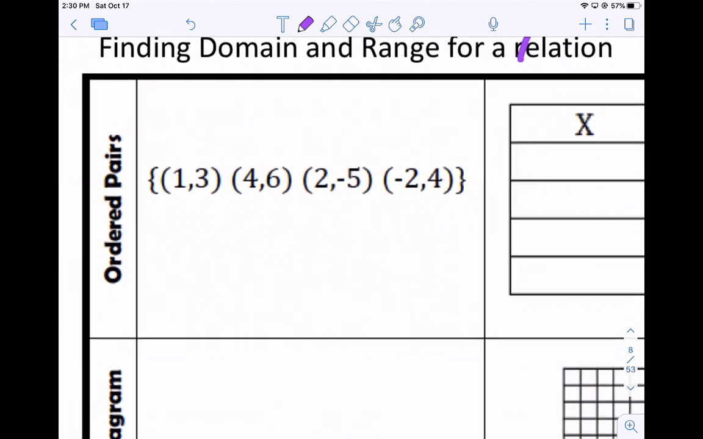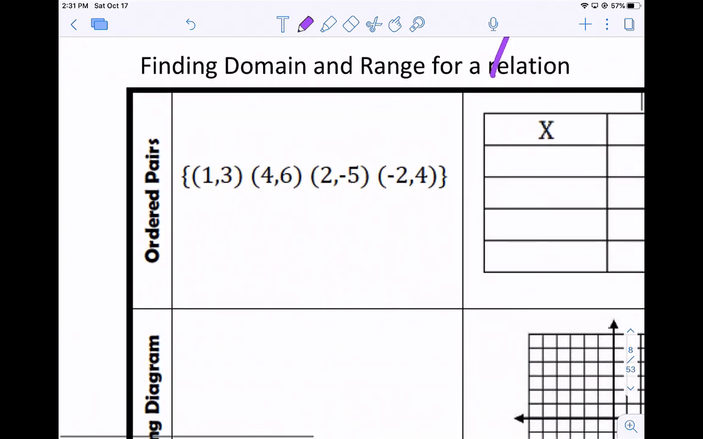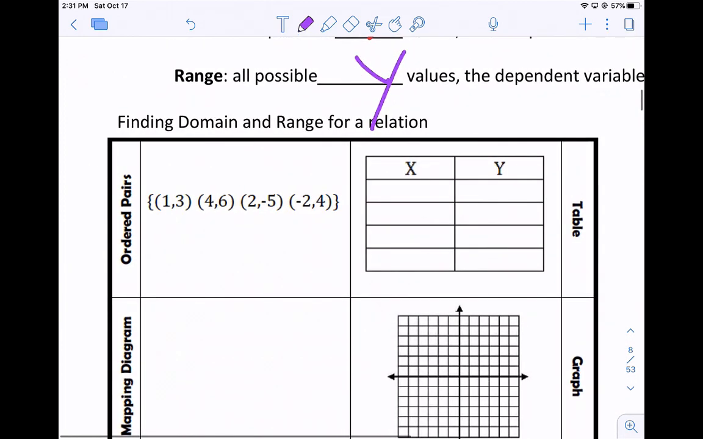So we have a set of ordered pairs here, so a bunch of coordinates. What would that look like in a table? So in a table, that would be 1, 3 for our first coordinate, 4, 6, 2, -5, and -2, 4. Remember, in an ordered pair, x comes first and y comes second.